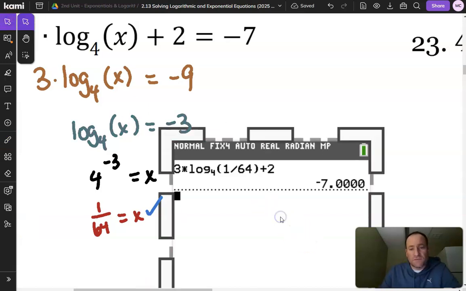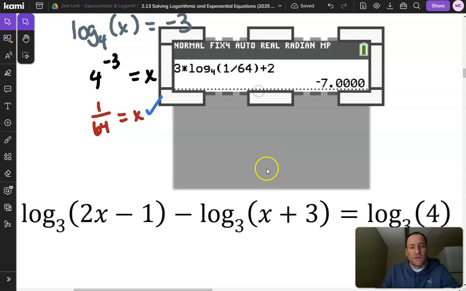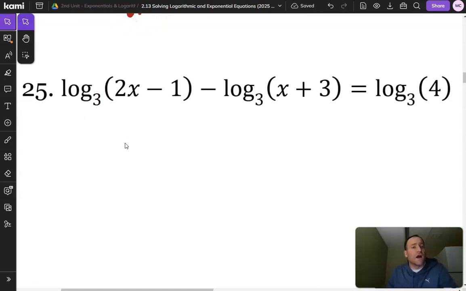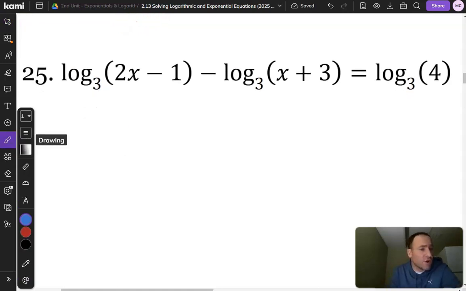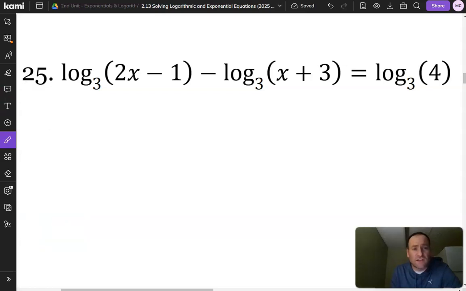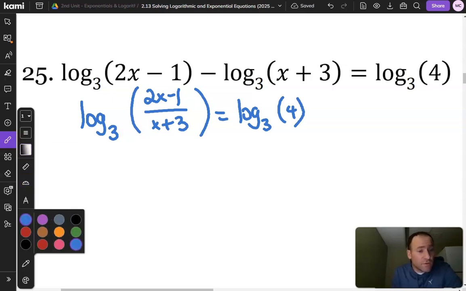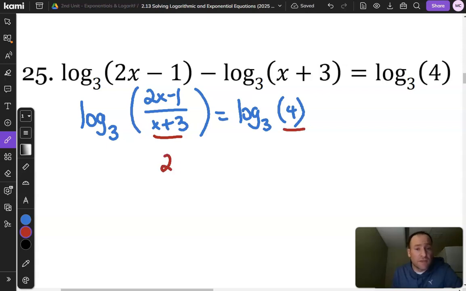Let me crop this a smidge. Oh, look at that one. Let's do whatever number this is. Number 25. Quick reminder, when we are subtracting, we know properties of logs here. So when we are subtracting logs with the same base, remember that we divide the arguments. So we've got the log base 3 of... Okay, and now since our logs and our bases are all equal, we can set the arguments equal to each other.